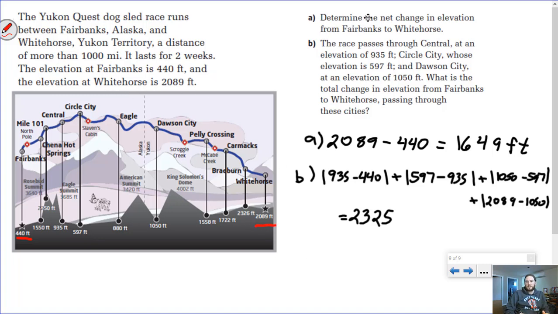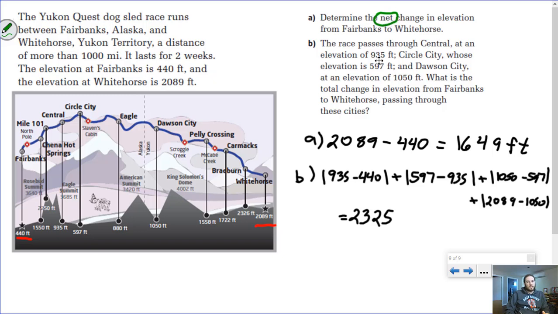So question A, determine the net change in elevation. And this probably would have been the first time some of you might see the idea of net change in relation to a math class. So be careful. When you see the word net, they are actually looking for a sign. Is it a higher elevation? Is it a lower elevation? So we want to know, does the elevation go up or does the elevation go down?